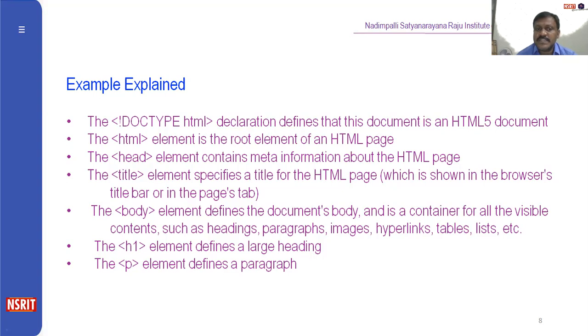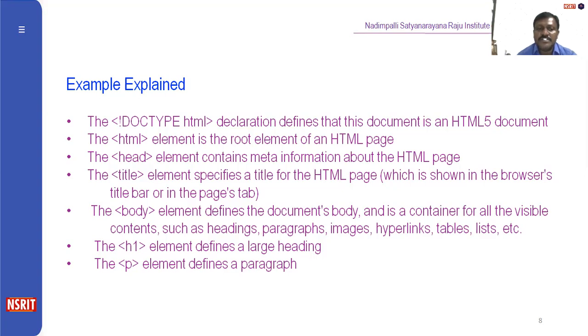The next tag I'm using here is the head element. It contains the meta information about the HTML page. Next is the title tag. The title element specifies a title for the HTML page, which is shown in the browser's title bar or in the page's tab. And the next tag is the body element. The body element defines the document body and is a container for all the visible contents such as headings, paragraphs, images, hyperlinks, tables, lists, etc.